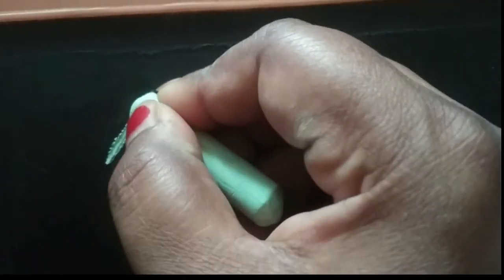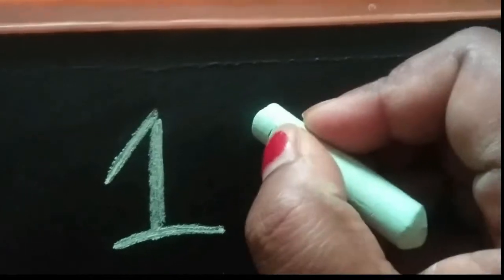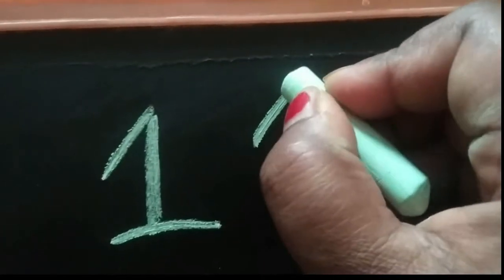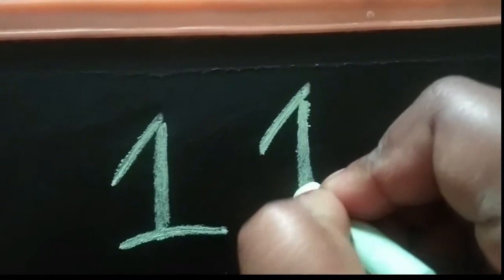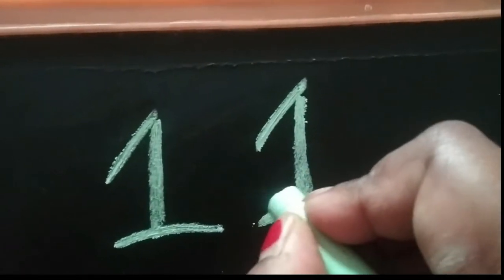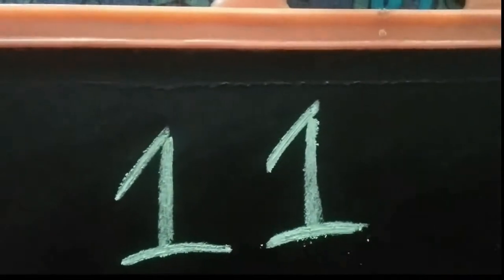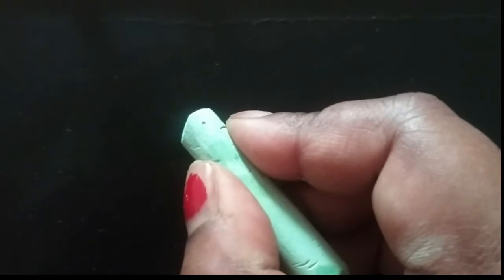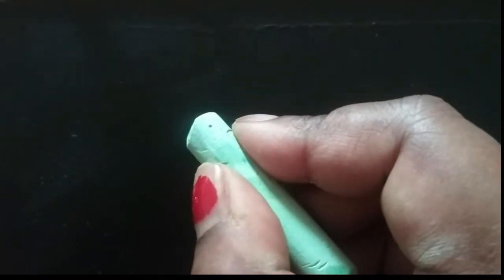We need one slanting line, one standing line, and one sleeping line. One slanting line, one standing line, and one sleeping line. That makes number 1. 1 after which number? Yes, number 2.